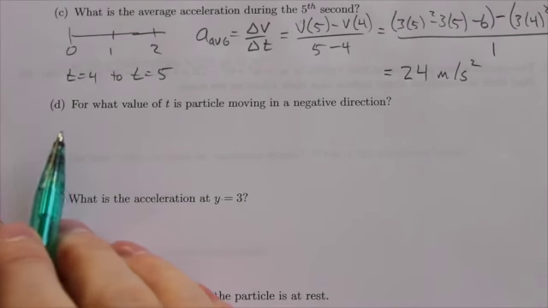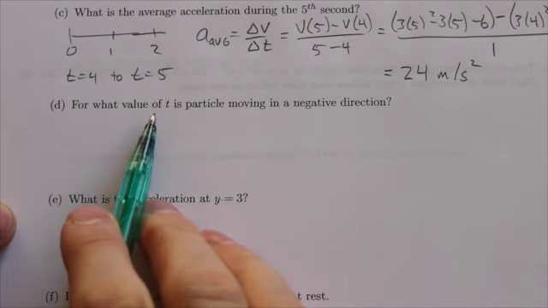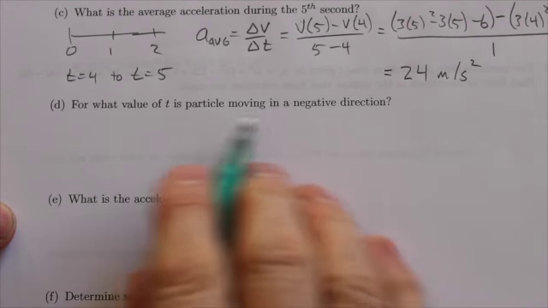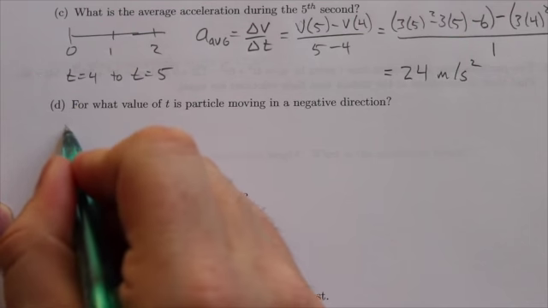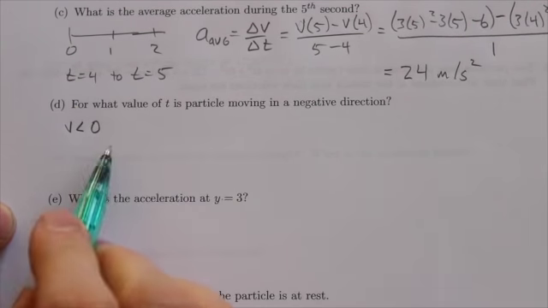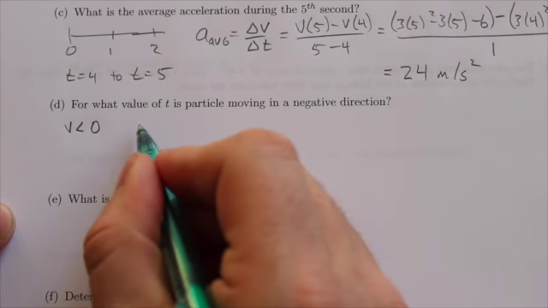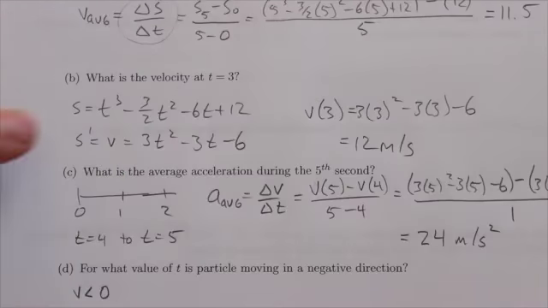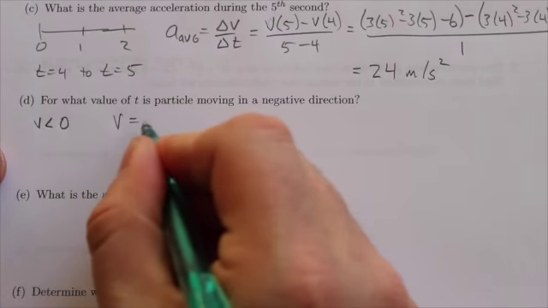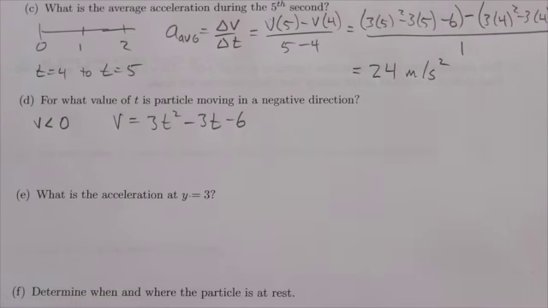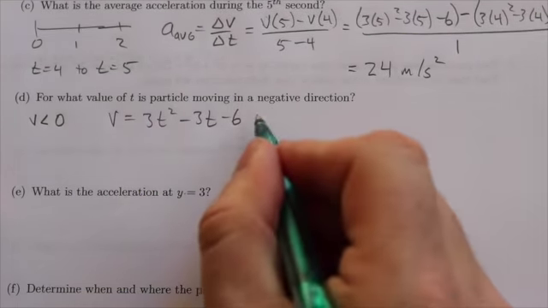Okay, for question D, for what value of t is the particle moving in the negative direction? Well, the way I interpret that is to mean this: when is velocity negative? Now we already know, based on some of the derivative from part B, that velocity is equal to 3t squared minus 3t minus 6. So what I'm interested in is where this is less than 0.